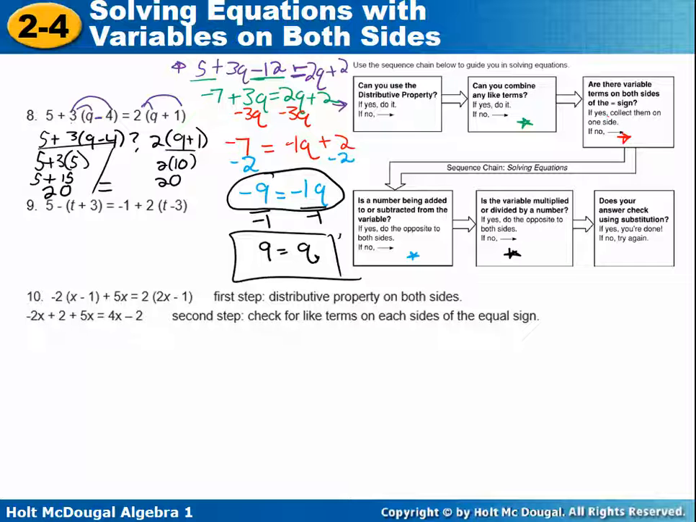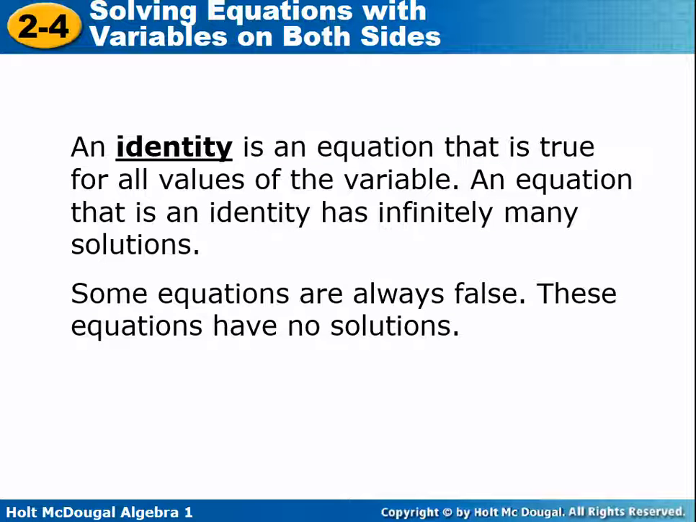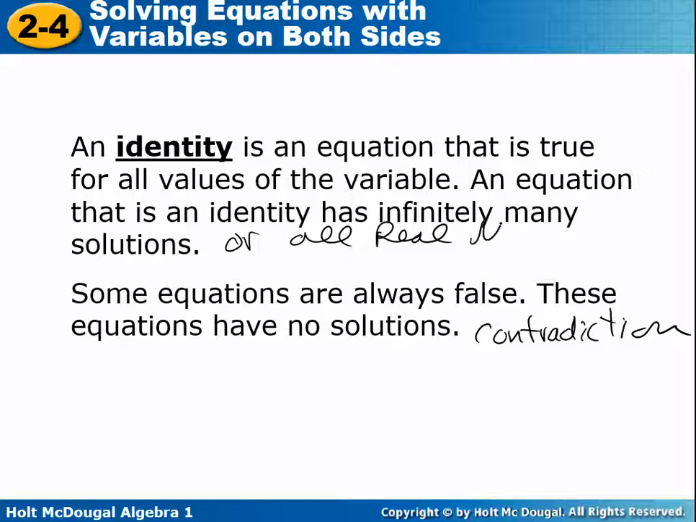All right, we are going to move on then to one more type of problem or solution that we sometimes get, called an identity or a contradiction. So an identity is when you get a true statement on both sides of the equal sign. And the answer is infinitely many solutions or all real numbers. You can say either one. You can say infinitely many solutions, or you can say all real numbers.